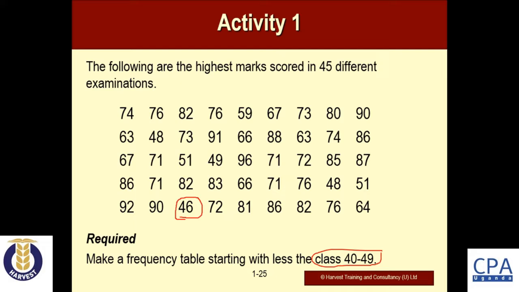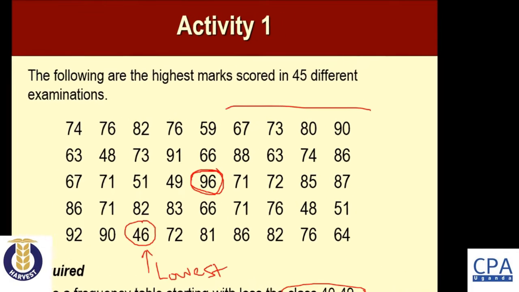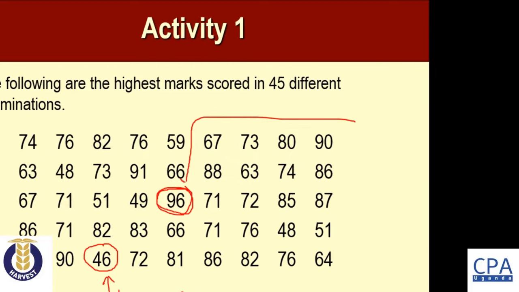Next, I need to also identify the highest score so that I know the extent to which I'm going to construct my frequency distribution table. So when I look through all these figures, and I know you have looked through the figures, you've tried to read the question. When I read through and I see these different scores, I can confidently say that the highest score obtained is 96%. Okay, I can confidently say that the highest score is 96%.